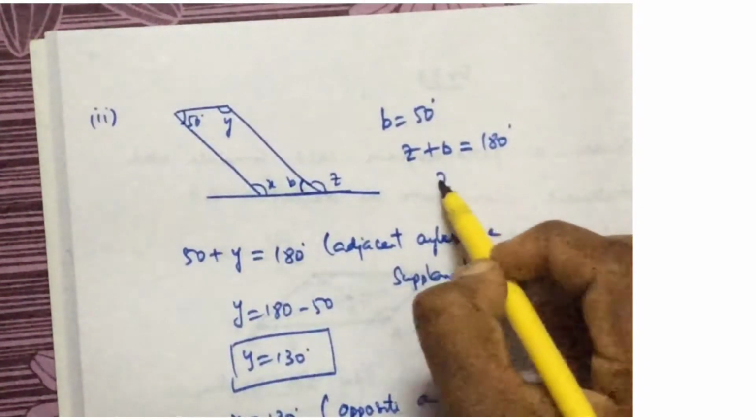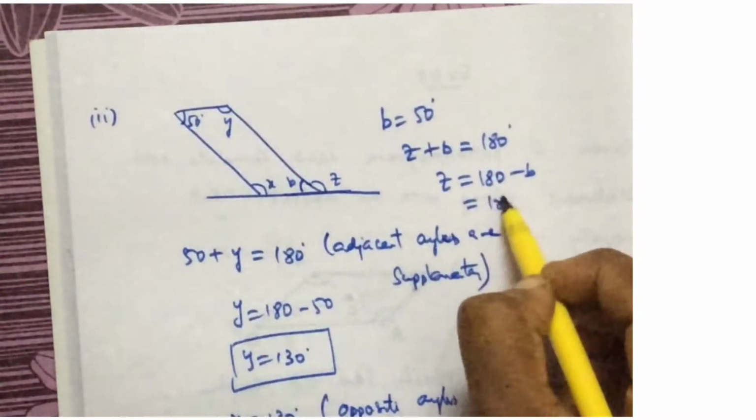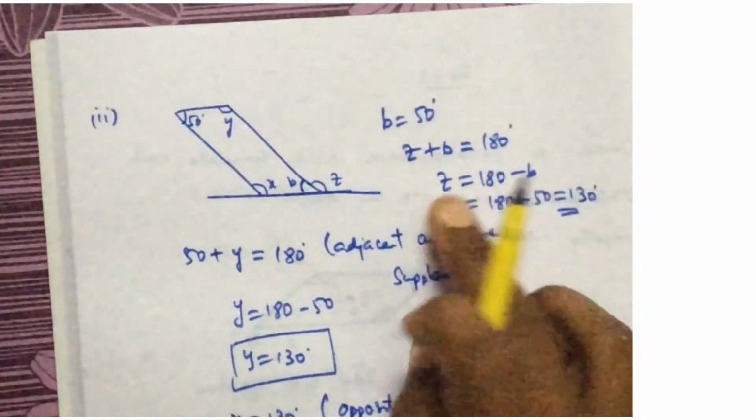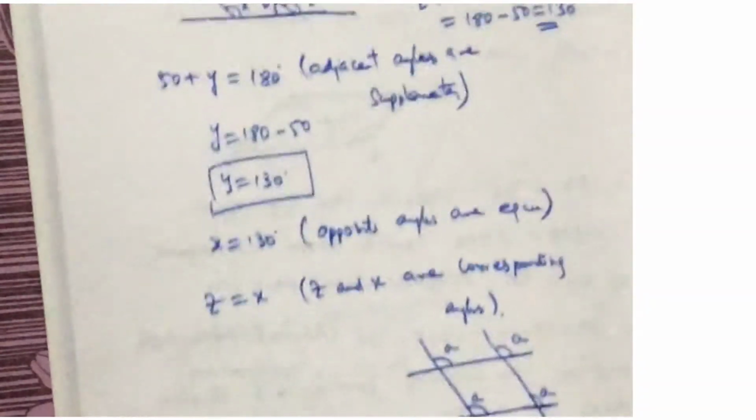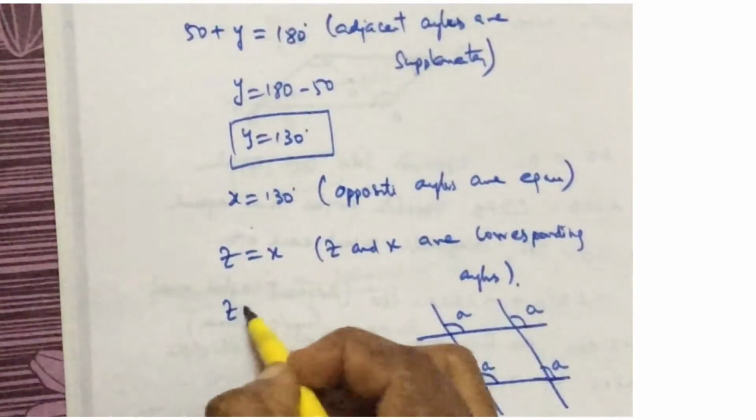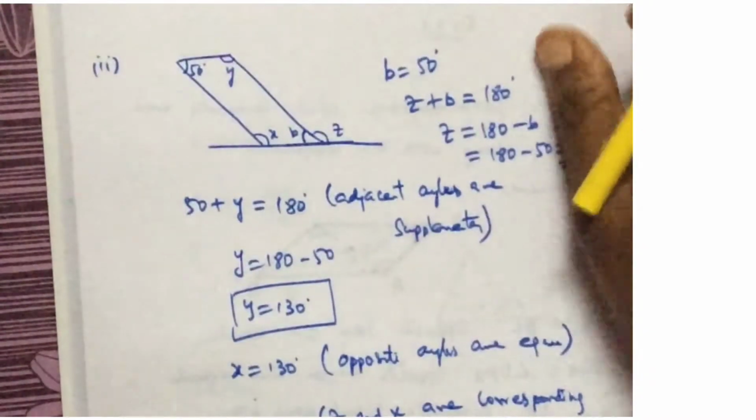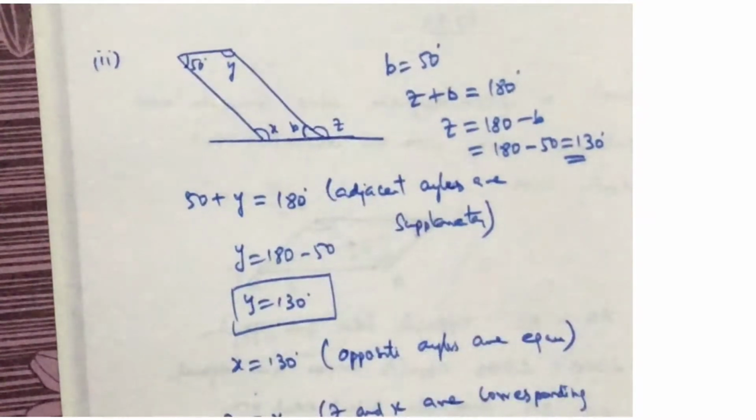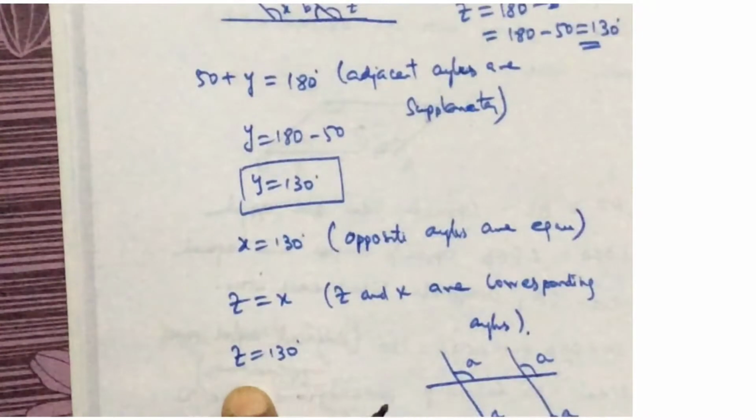So, Z is 180 minus B. 180 minus 50 is equal to 130. So, Z is 130. Here also Z is X, that is equal to 130. If you directly catch the point that X and Z are corresponding angles which are equal, you can write Z equal to X, which is Z is 130.